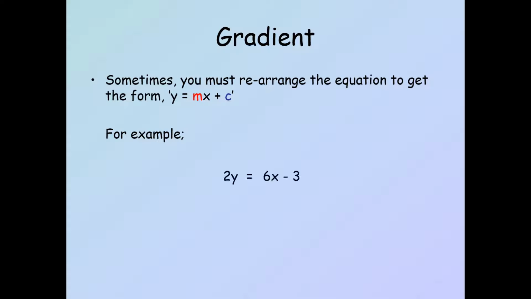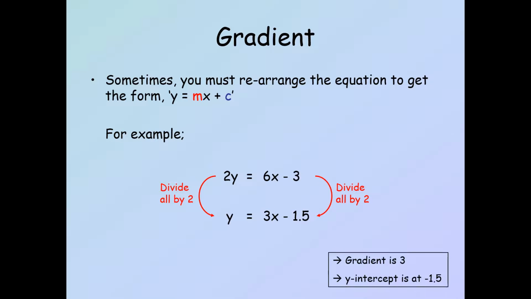So if we have 2y equals 6x minus 3, we can rearrange this by dividing both sides by 2 to get y equals 3x minus 1.5. So this graph has a gradient of 3 and a y-intercept at minus 1.5. So sometimes we need to rearrange. Let's try another example.